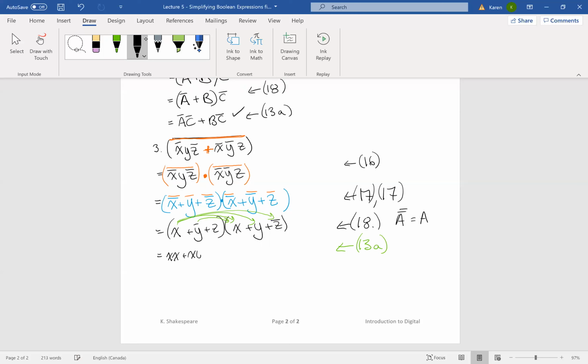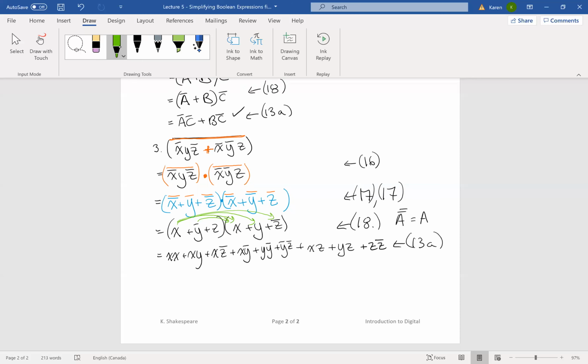X plus x, y. I'll just be quiet as I go through it. And I'm staying in alphabetical order. So I just performed 13a, theorem 13a, and hopefully did that correctly.